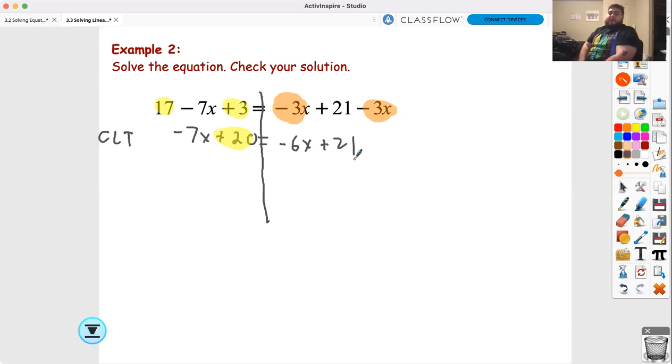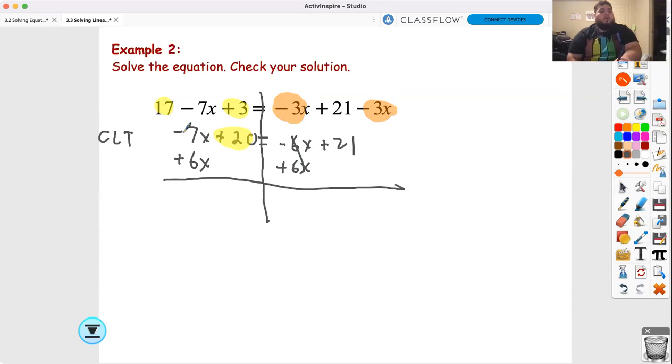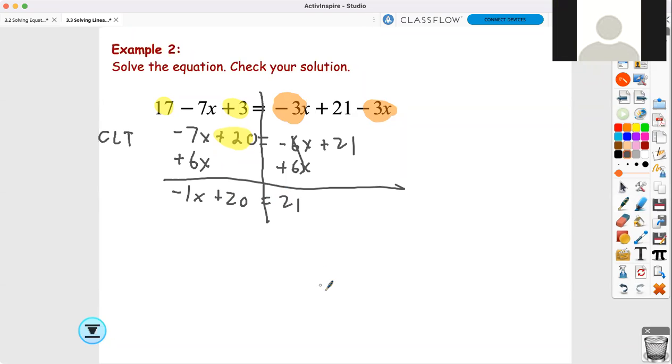Now we have to manipulate this to get x alone. So remember, there's more than one way to do this. I'm going to do the way I know. I'm going to add the 6x to get x alone. I'm going to move it over here. You owe the bank 7, but I was able to give them 6, so I still owe them 1. Bring down the plus 20 equals 21.